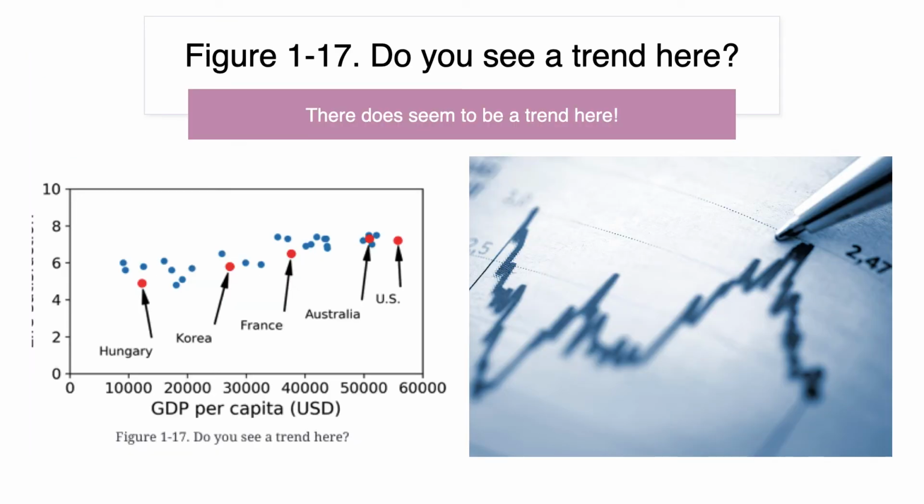There does seem to be a trend here. Although the data is noisy, i.e., partly random, it looks like life satisfaction goes up more or less linearly as the country's GDP per capita increases. So you decide to model life satisfaction as a linear function of GDP per capita. This step is called model selection. You selected a linear model of life satisfaction with just one attribute, GDP per capita.